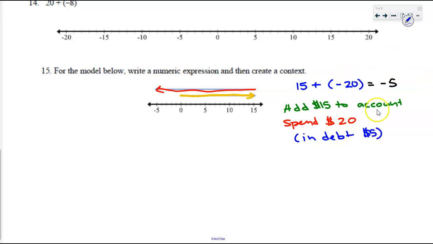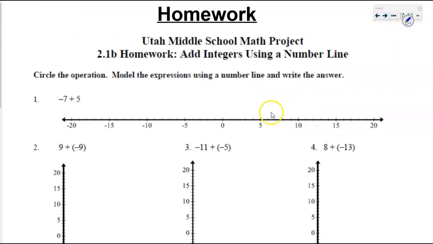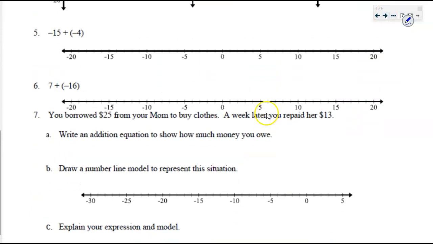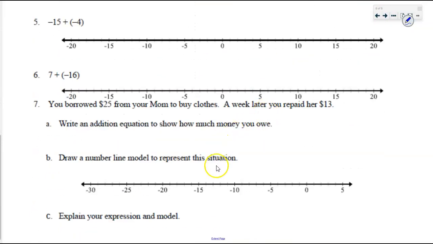That's it for this lesson. Today's homework, the homework for this lesson is the 2.1b homework section. It looks like there's about 7 problems. Most of them are number lines. The very last one, you will be creating a context or creating a story, as well as creating your own number line and a numeric expression.